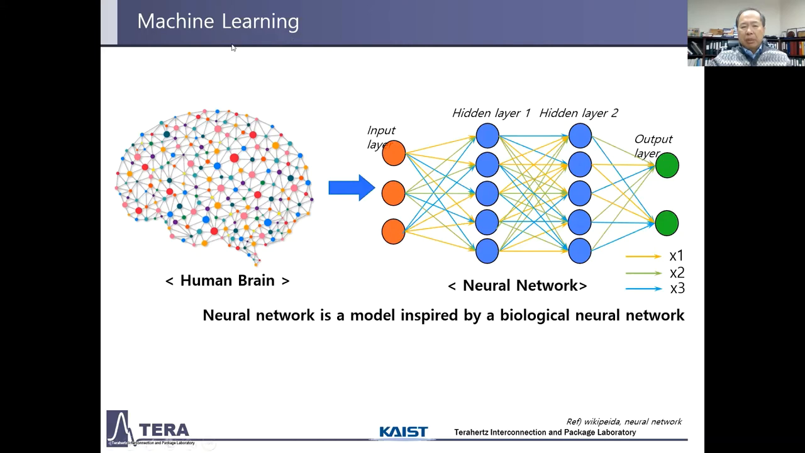So once again, machine learning is one of the core parts of artificial intelligence, and all the parameters connecting between the cells at the hidden layers will be determined by the training process, and the training process will use a huge amount of big data.